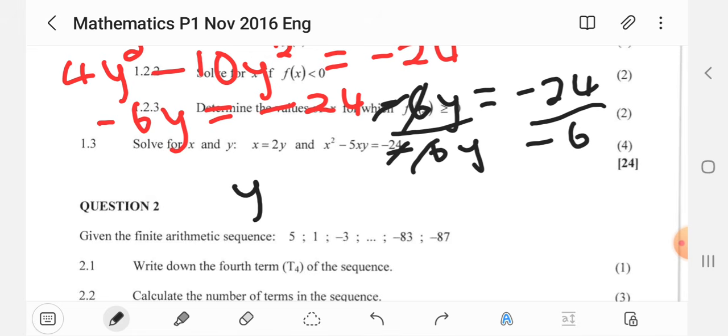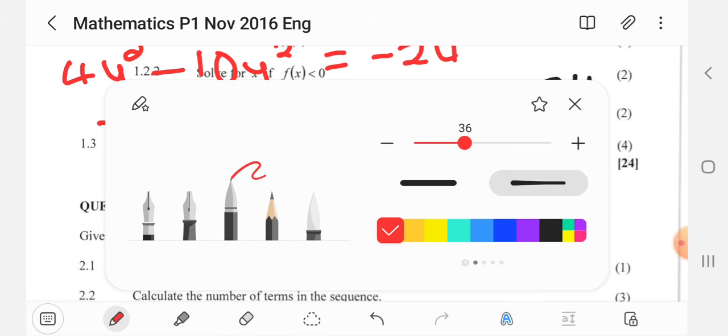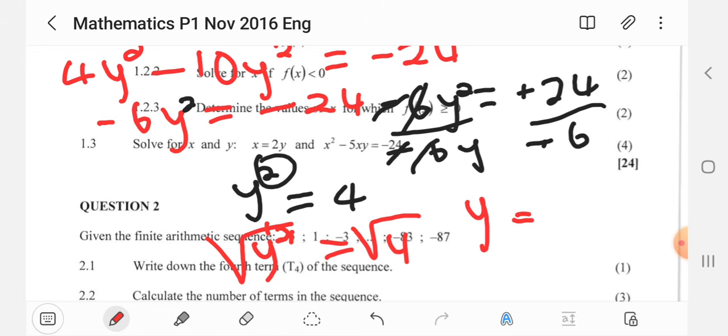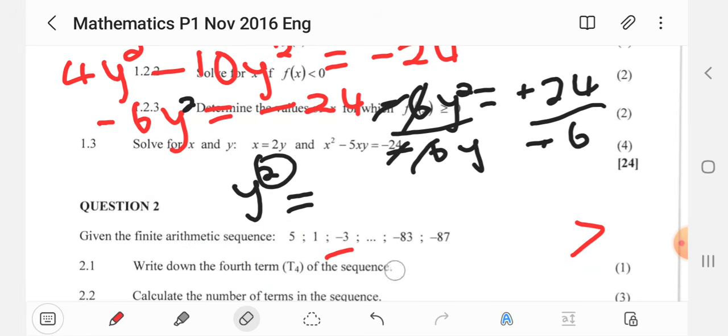So we will just say y squared equals negative 24 divided by negative 6. This will cancel, and then we will have 4 as the answer. Sorry, we left out the squared, and to get rid of this, we will have to use a square root. Remember, to get rid of a square, we use the square root. So we'll say the square root of y squared equals the square root of 4. So this will cancel, and then y equals 2. And then you found your y value, just like that.